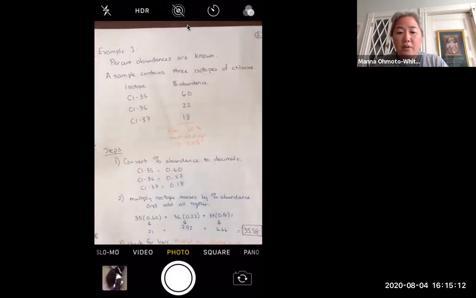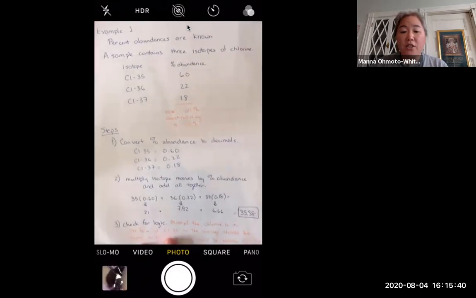The first type of problem is where the percent abundances are known. Here's a sample problem. I have 3 isotopes of chlorine with a mass of 35, a mass of 36, and a mass of 37, and these are their percent abundances. It's really important to note that all of these percent abundances have to add up to 100%, because you have to account for everything within your sample. So 60 plus 22 plus 18 equals 100.